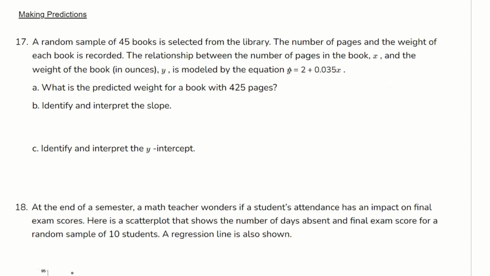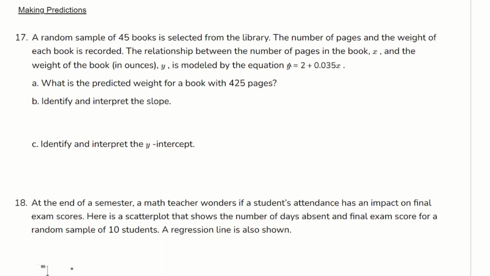So continuing on, the first set of problems are about making predictions. Number 17, a random sample of 45 books is selected from the library. The number of pages and the weight of each book is recorded. The relationship between the number of pages in the book X and the weight of the book in ounces Y is modeled by the equation. What is the predicted weight for a book with 425 pages?